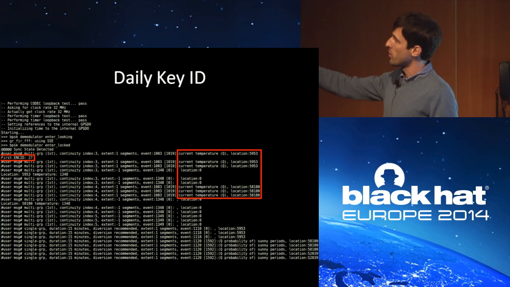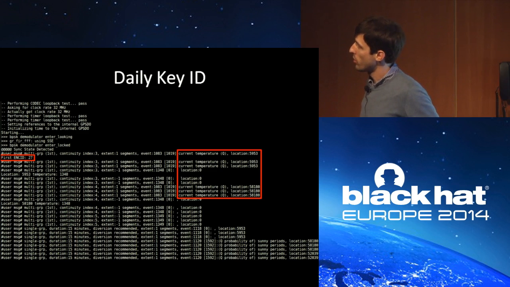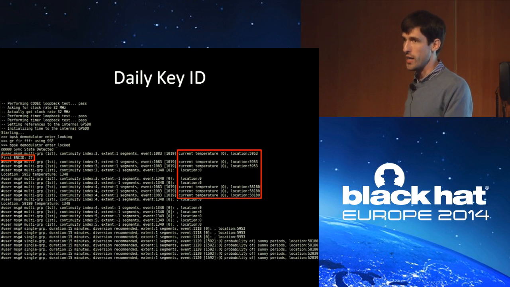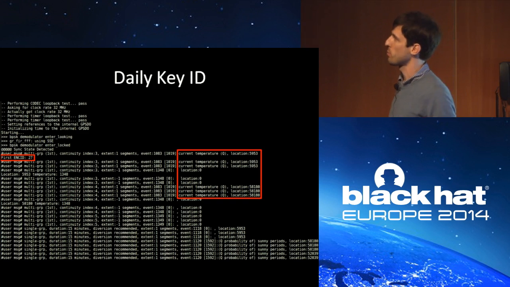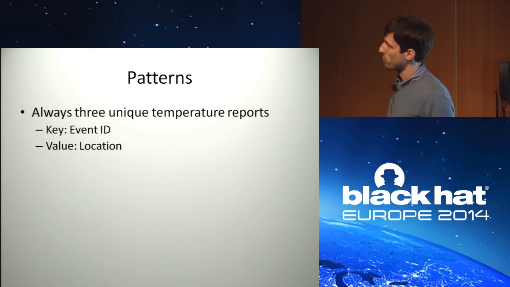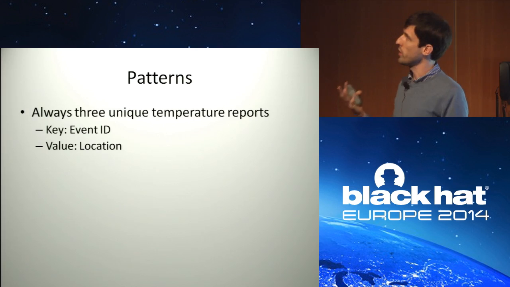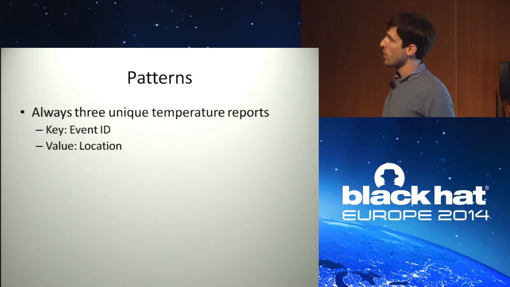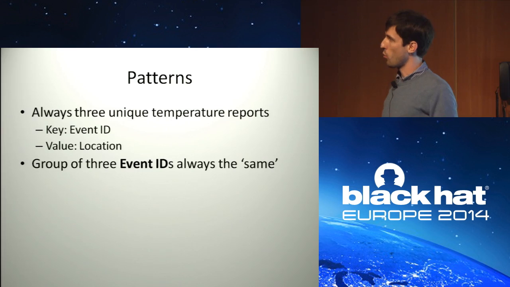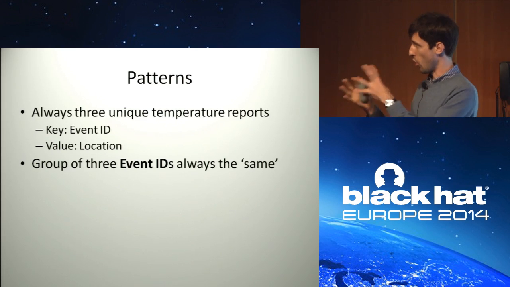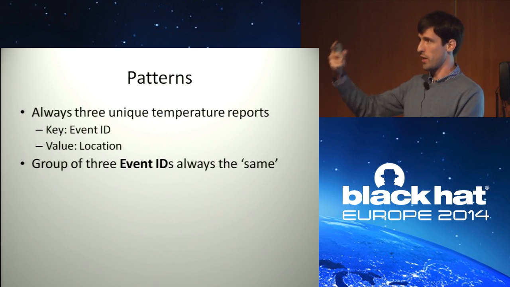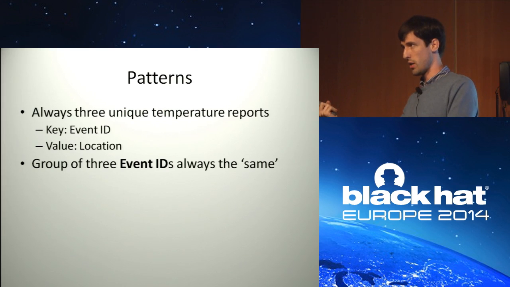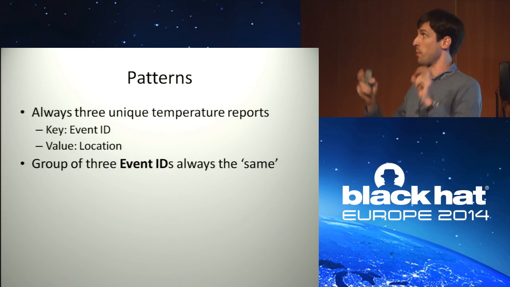But I noticed that the actual temperature values didn't change throughout the course of a day. I thought, that's pretty strange. So I noticed this pattern. The pattern was that there are always three unique temperature reports. On one particular day, they would always cycle through the same encrypted location and the same fake temperature value.